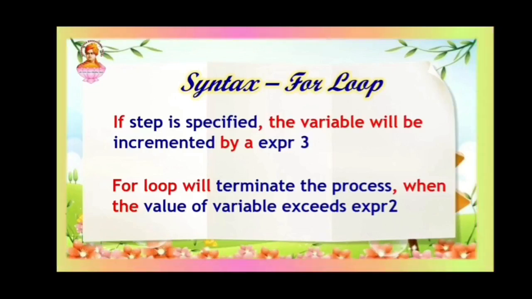Am I right? First, here we have three expressions, expression 1, expression 2 and expression 3. The for loop starts executing the program with the value assigned in expression 1. If expression 3 is given, the variable will be incremented by the value in expression 3. The for loop will be stopped when the value exits for the variable given in expression 2. Okay. So this is the for loop process for a specified number of times.